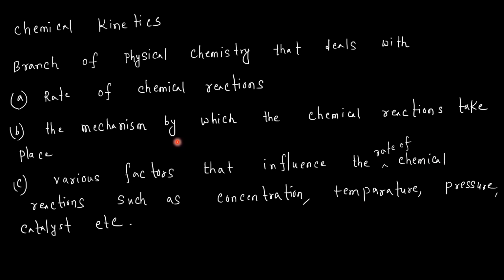Chemical kinetics is the branch of physical chemistry that deals with the rate of chemical reactions, the mechanism by which the chemical reactions take place, and various factors that influence the rate of chemical reactions such as concentration, temperature, pressure, catalyst, etc.